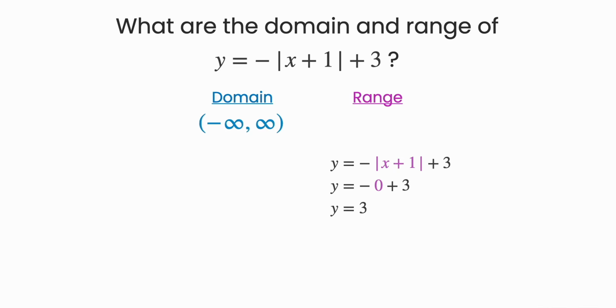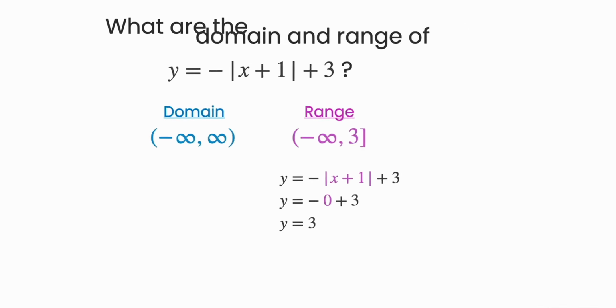Because the absolute value has a negative multiplier in front, we know that as its value increases, we will be subtracting bigger and bigger numbers from 3. So this function will only produce y values less than or equal to 3. In interval notation, we write this with a bracket next to the 3 to indicate 3 is included in the range. This also makes sense if we consider its graph.